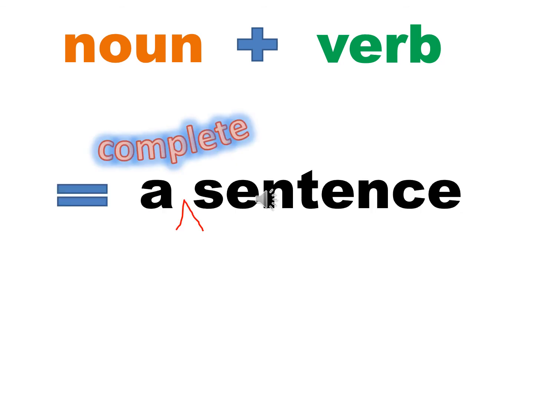And here's the final equation to remember a sentence. A noun plus a verb equals a complete sentence. If you don't have the noun in part 1 and you only have the verb, now you don't have a sentence. And if you only have part 2, the verb, but you don't have the noun, not a complete sentence.